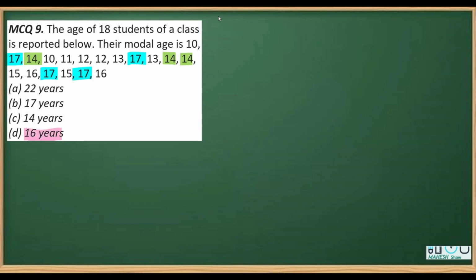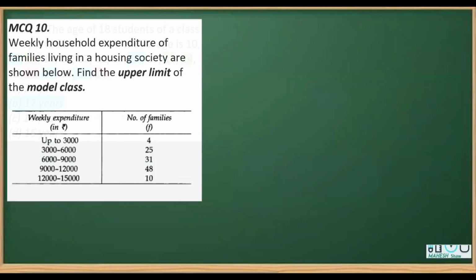Then the third option is 16. When we look at 16, it is 1 and 2 times. So clearly, we can see from here the one having the maximum frequency is 17. Therefore, 17 is the mode. Repeating, the mode is the observation which has the maximum frequency.